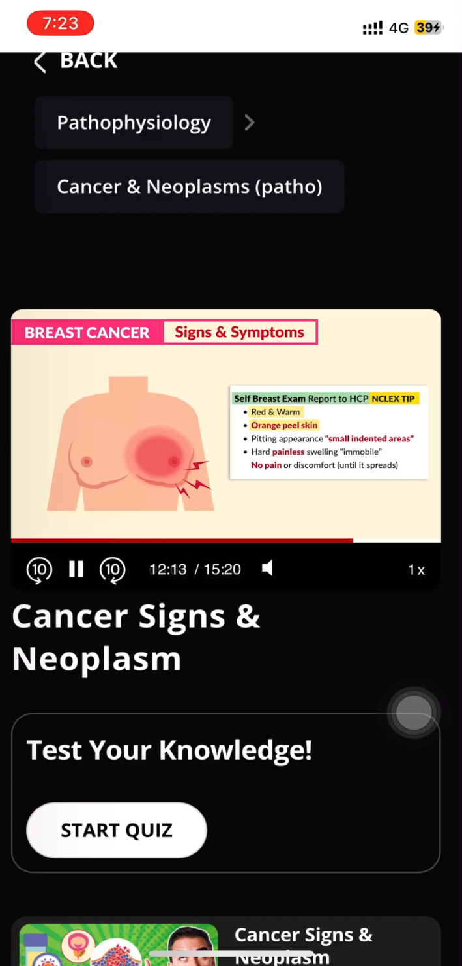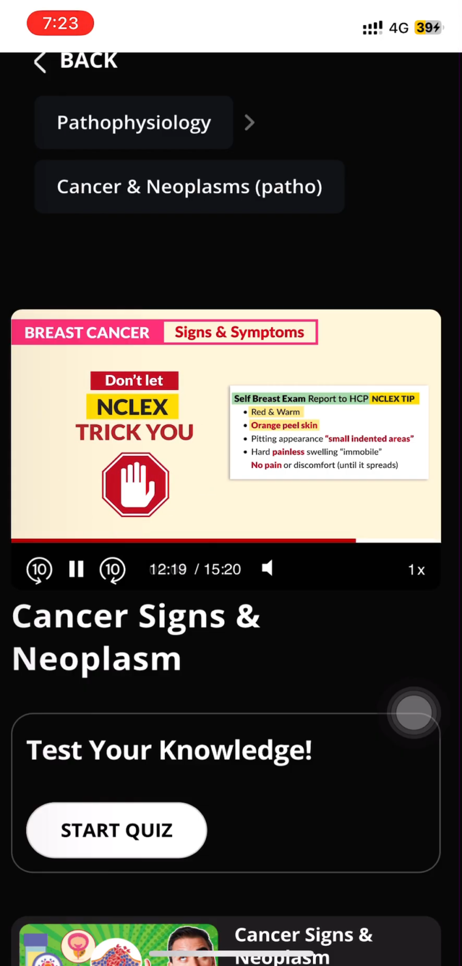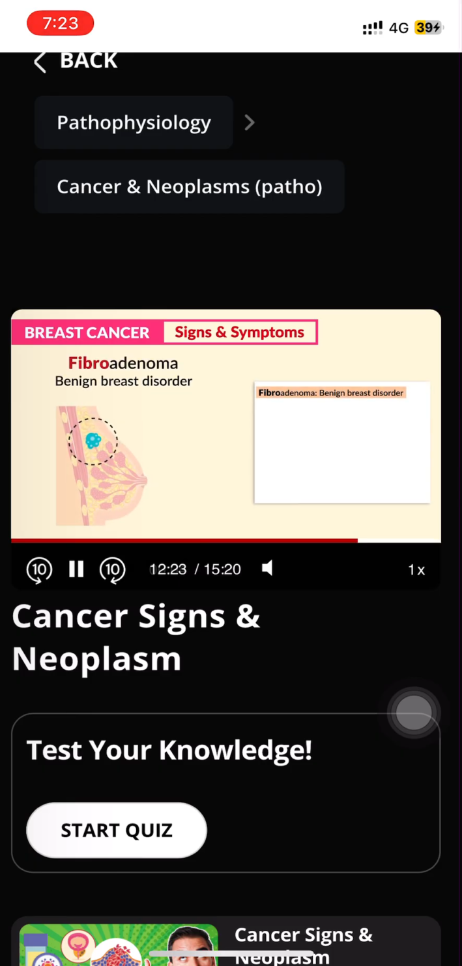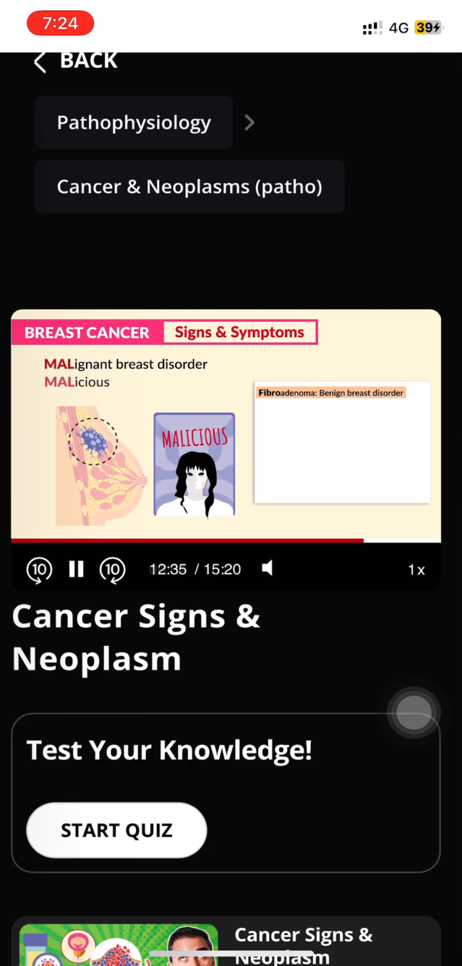So once again, pause the screen and write down the bolded and highlighted ones here. Now the NCLEX will try and trick you with two other conditions here, like fibroadenoma, a benign breast disorder which is non-deadly. So just think benign is like be nice. It's a nice one to have. And malignant is the bad one. So just think MAL for malicious, the bad form of cancer.